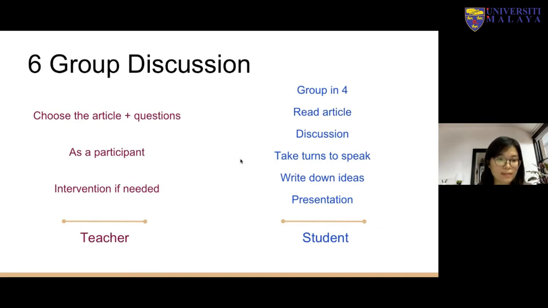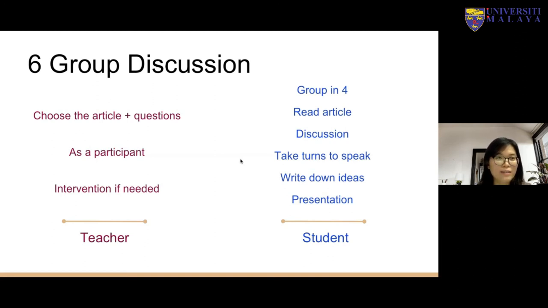So I choose the selected text, then they form the groups, read the article, followed by discussion. They take turns to speak during the discussion and write down their ideas. Even after we moved online, they can still discuss in the breakout rooms of Zoom and share their ideas on Jamboard or Google Docs. In the meantime, I don't relax, but jump in and out of their rooms and participate in their discussion. The reason we do so is to promote their discussion.